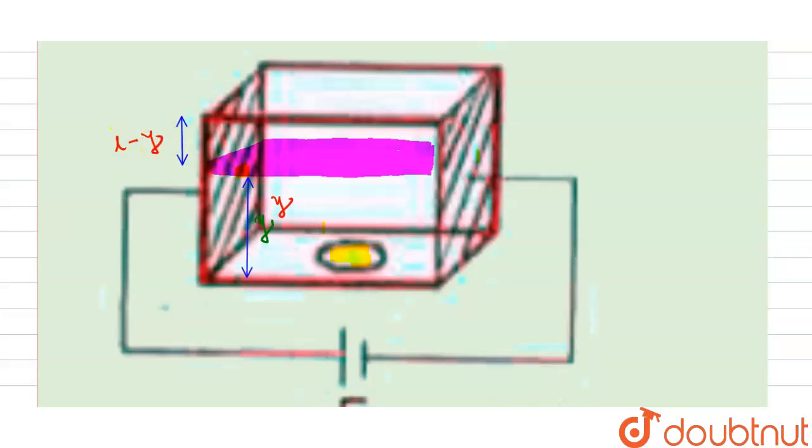So if we consider time t, our capacitor will be divided into two capacitors: one filled with a liquid having dielectric constant K, and the other empty, that is, with no dielectric, right?